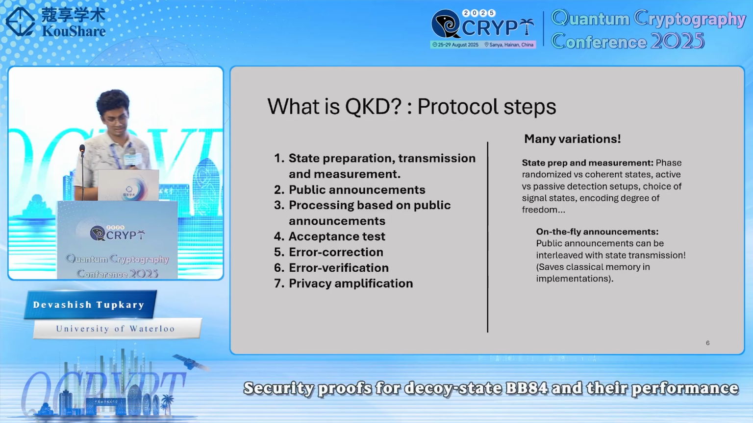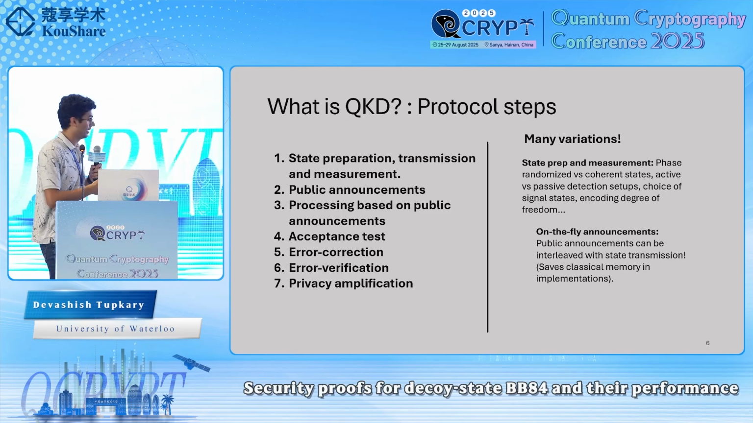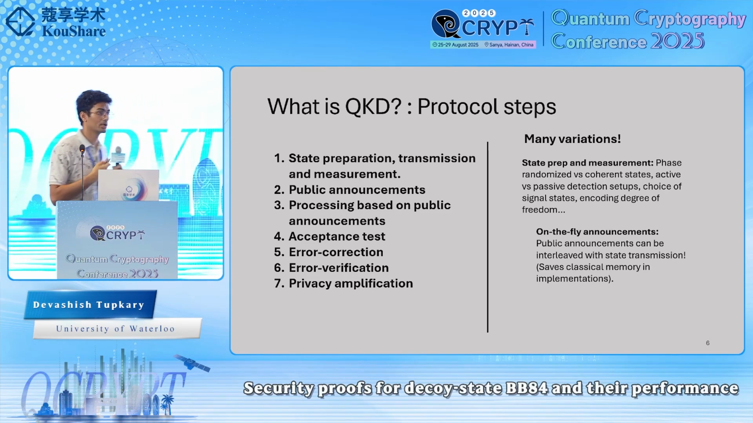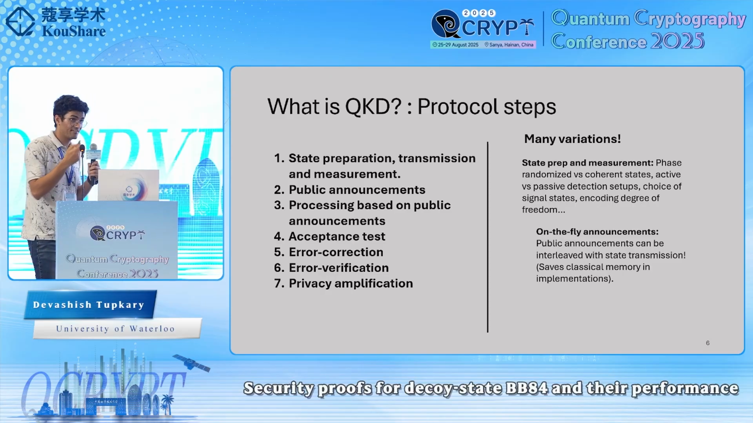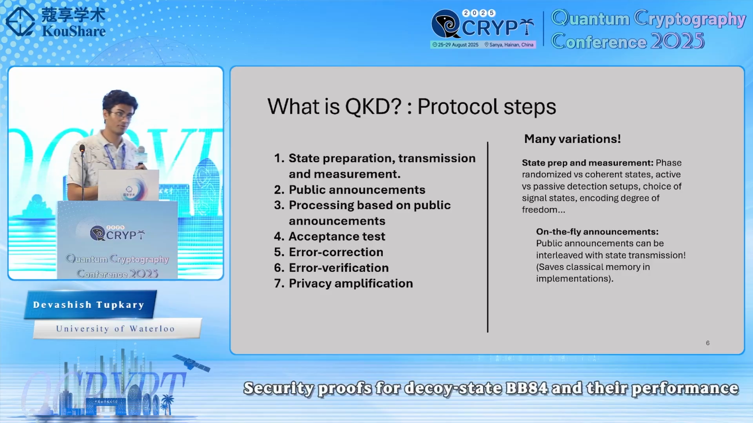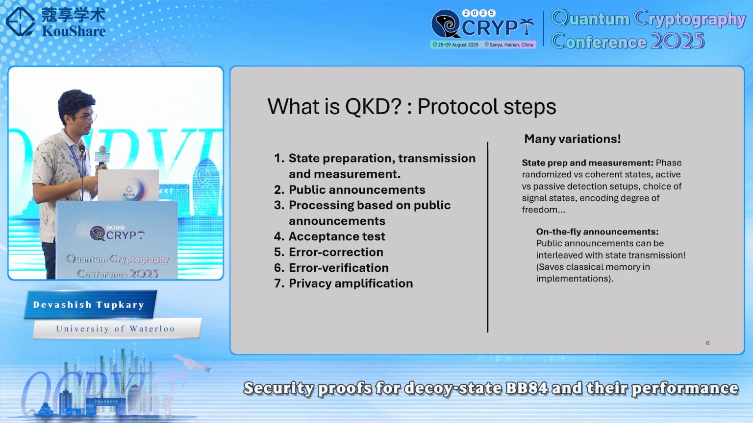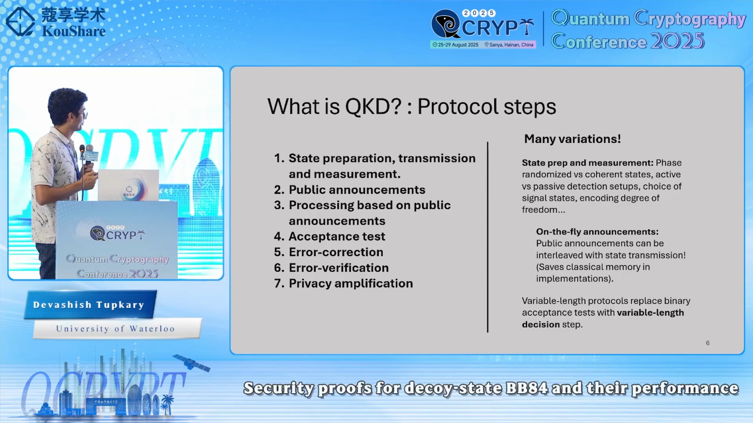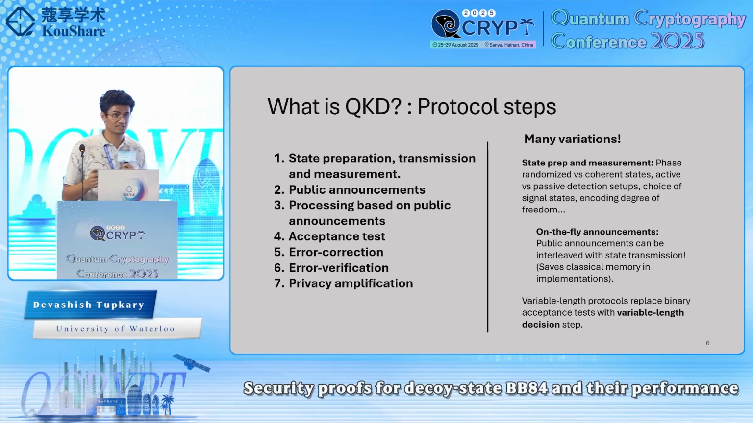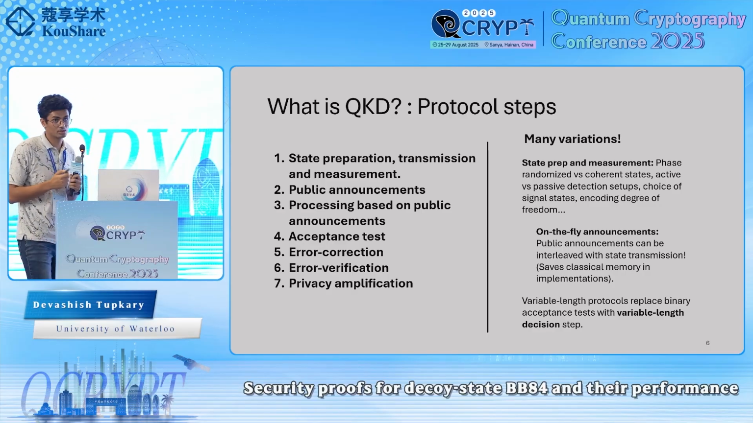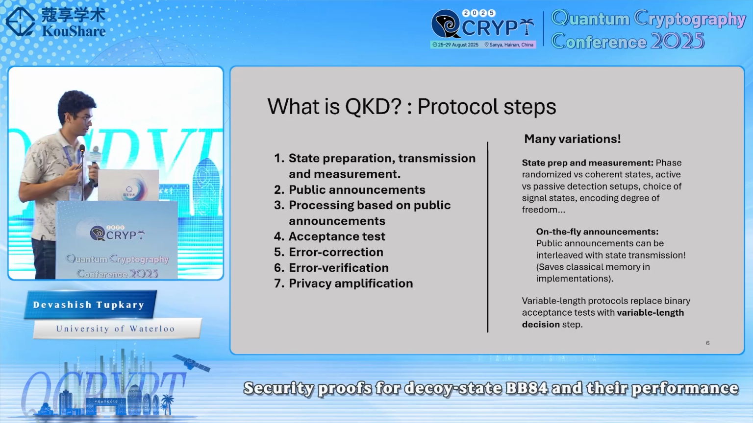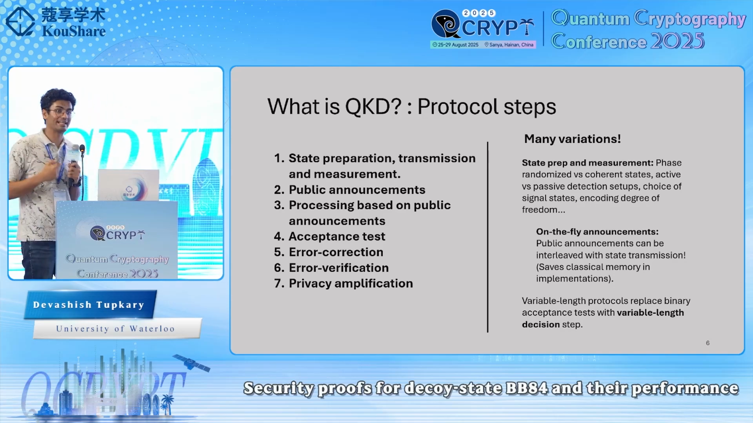Like we could decide to do on-the-fly announcements, where Alice and Bob make public announcements while they are sending quantum signals. This saves memory in actual implementations, but now you have to do your security proof in a way that allows Eve to potentially modify her attack based on these public announcements. One could also do variable length protocols, where instead of a binary accept decision, where you just either accept or reject, you have a more nuanced decision where you accept and also decide what output key length you wish to use.